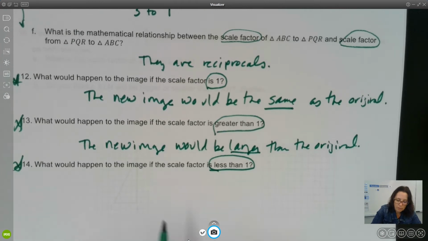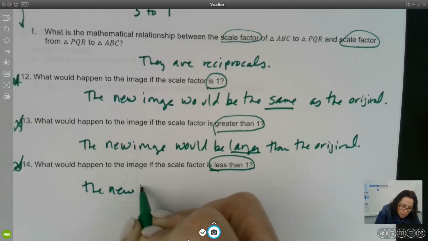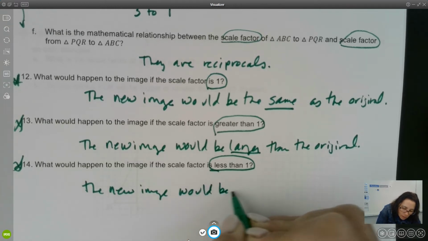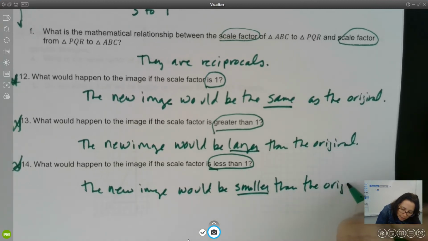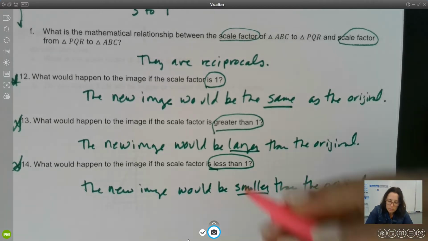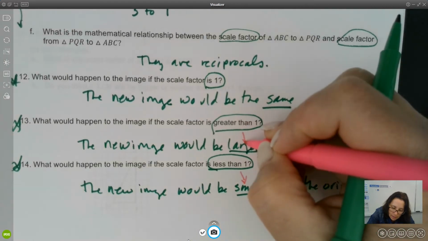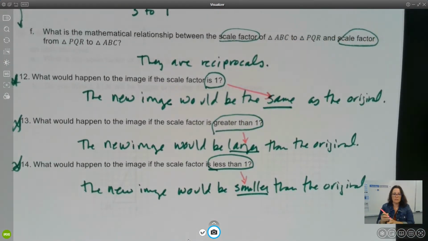What would happen to the image if the scale factor is less than 1? If you have a triangle and you take all the sides of that triangle and multiply them by some number less than 1, that means you're multiplying by a fraction that's smaller than 1. Wouldn't you be shrinking the object? The new image would be smaller than the original. It's really important to understand that, and that. That is super key. This page, super key.